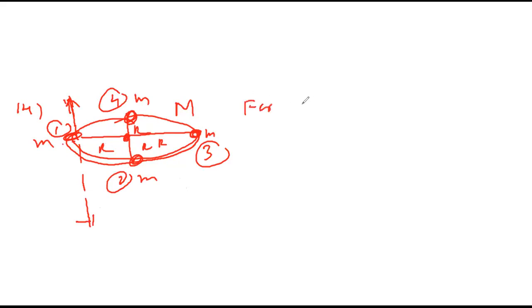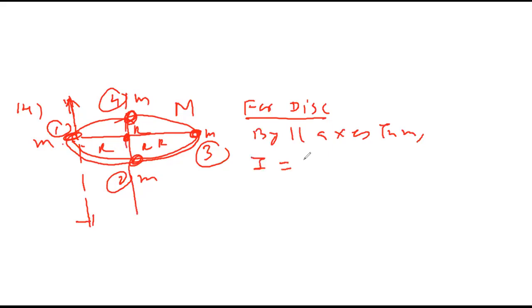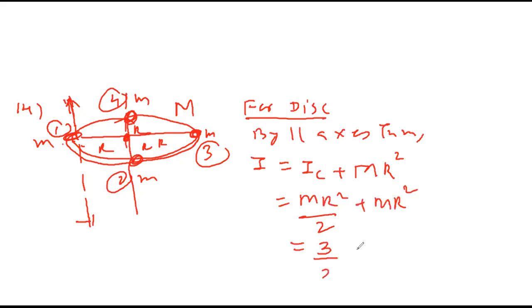So for the disk, by the parallel axis theorem, because its standard axis is perpendicular this way, and this becomes parallel to this, I becomes I about center plus mass into square of distance. So it is MR square by 2 plus MR square. So the moment of inertia of the disk becomes 3MR square by 2.